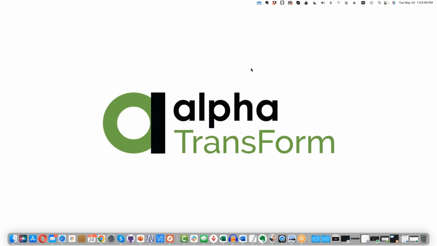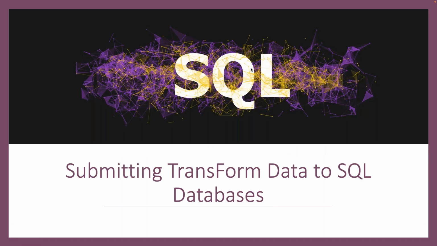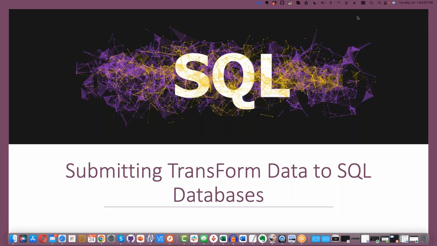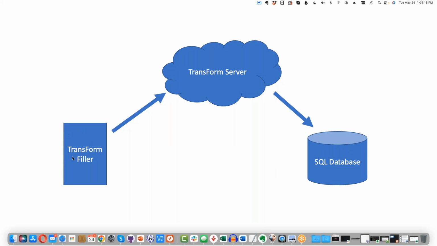Welcome to Alpha Transform. So here are all these cool graphics. Let me just show them to you. Hopefully they're showing now. This is submitting Transform data to SQL databases, which is what we're talking about today, and the types of databases that you can send them to. Here's our little cloud diagram showing you that you're here on the filler. You're going to pass information to the server, and that can get passed down into a SQL database.